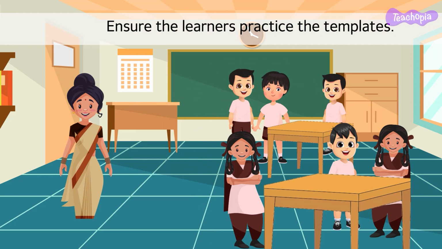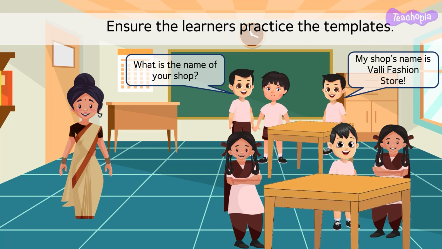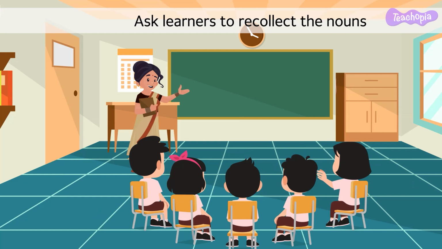As they continue their interaction in the marketplace, ensure that they are practicing using the template with each other. What is the name of your shop? My shop's name is Valli Fashion Store. What is the item you are selling? I am selling cycles.